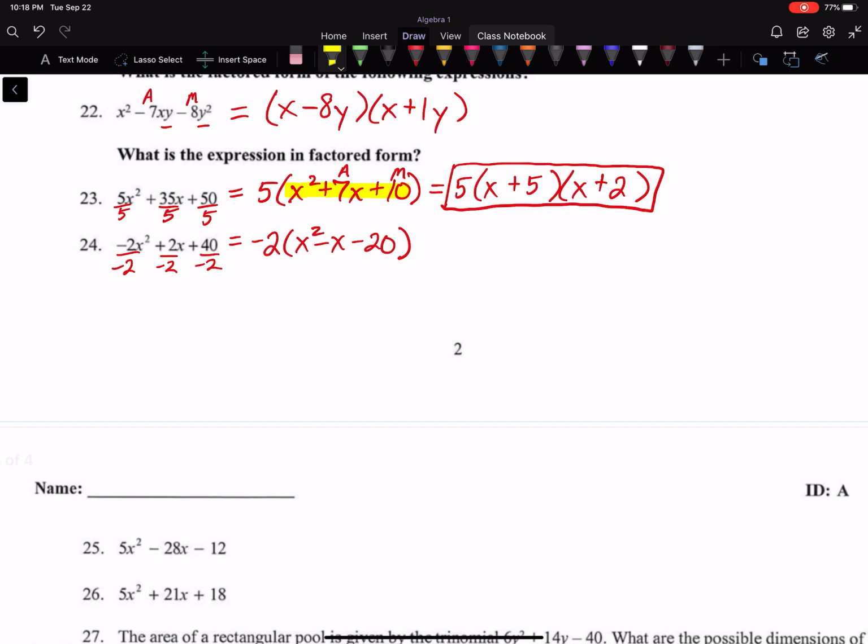Now, like I said, sometimes that's as far as you can go, but in this case, just like in the last case, we can factor what's in the parentheses. So that's going to be negative 2 and 2 parentheses. Let's see here, we're looking for numbers that multiply to be negative 20 and add up to be negative 1. So that would be x minus 5 and x plus 4. And those are your factors. All right.